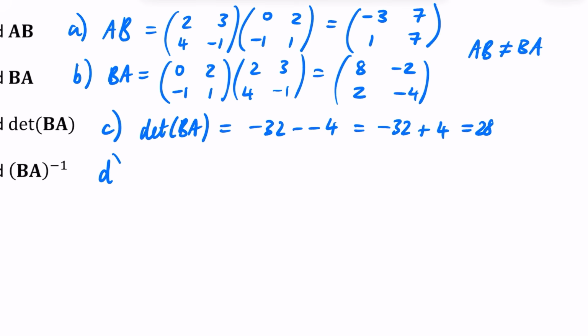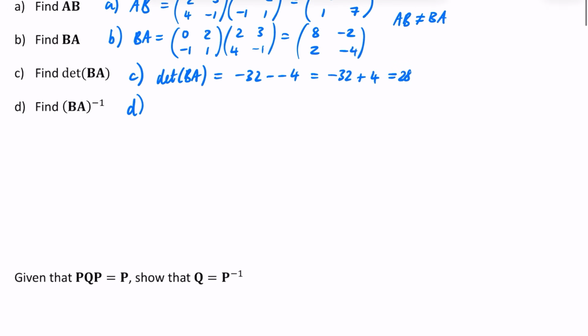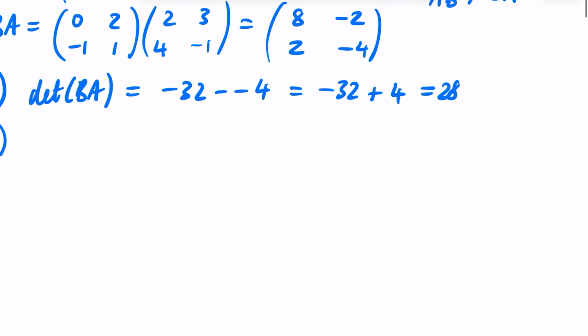So for part D of the question, we're then going to try and find out what the inverse is, okay? So we're going to find the inverse of this. So we already have the determinant. Oh, did I say 28? That's completely wrong. The determinant is actually going to be minus 28. Very silly error to have made there.